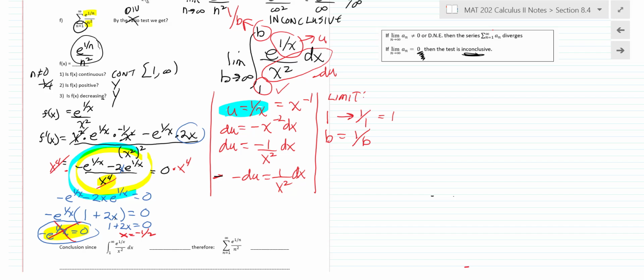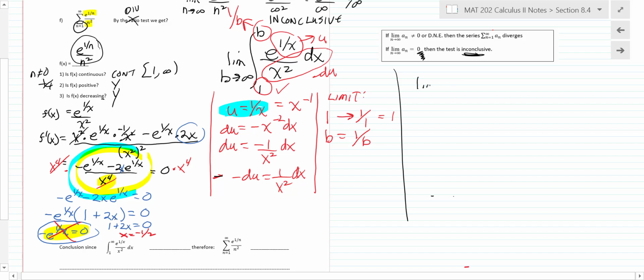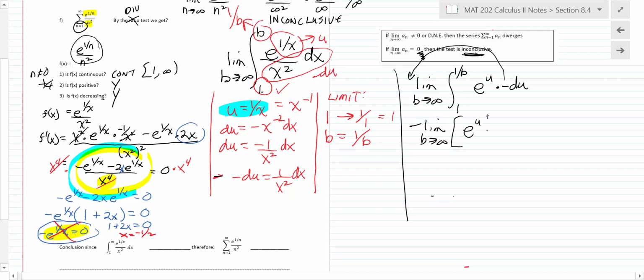Okay, that should be not a bad integral for you by now, hopefully. Okay, so let's see what we have here. So we're going to have the limit as b goes to infinity, we're going to go from 1 to 1 over b. Okay, we're going to have e to the u, and then the rest of it, dx over x squared, is negative du. So that's what we're ultimately going to work out to analyze whether this thing converges or diverges by the integral test. Okay, I can bring the negative out, so I'll have negative limit, b goes to infinity, the integral of e to the u is e to the u, then we're going to evaluate that from 1 to 1 over b.